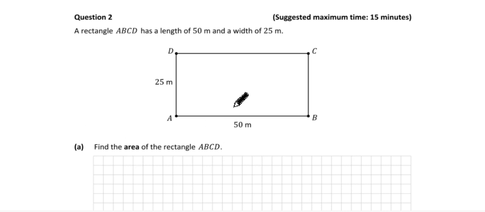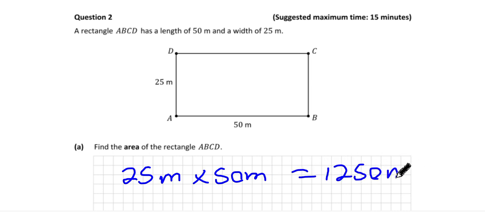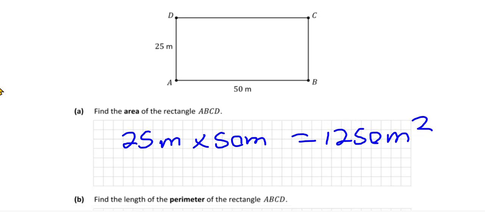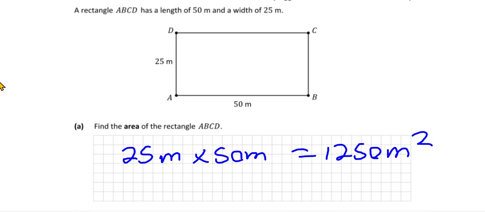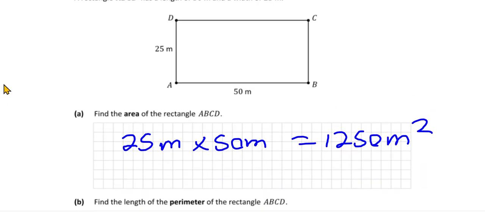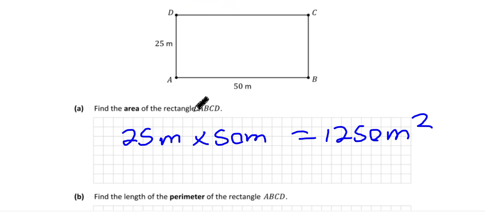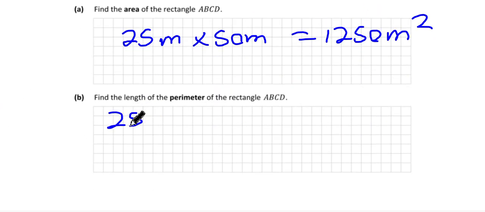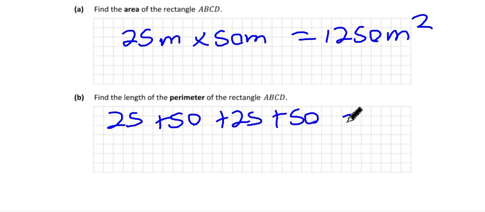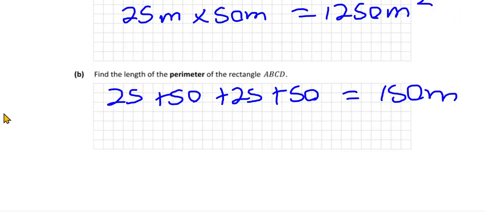We have a rectangle and I want to find the area of the rectangle. 25 meters multiplied by 50 meters is 1,250 meters squared. You have to put down meters squared for all 5 marks. Find the perimeter, okay? When you get full marks here, the perimeter. You're just going to add up all the sides. You're going to do 25 plus 50 and another 25 plus 50. Did we all get 150? 150? Okay, that's adding 4 numbers together. Alright.